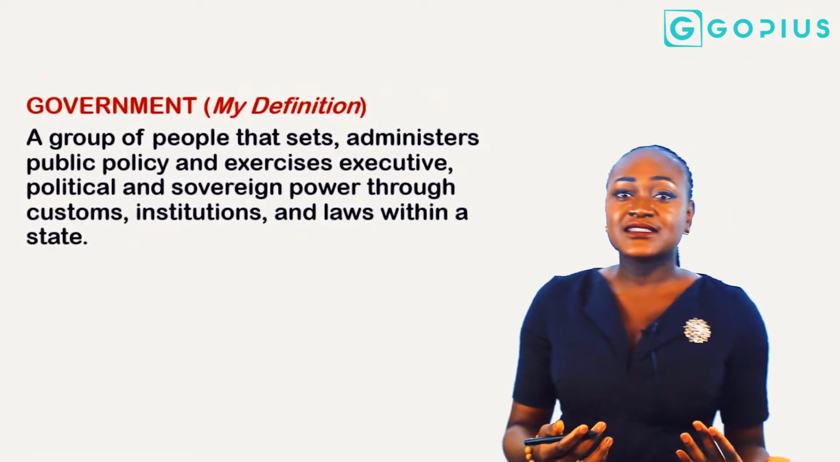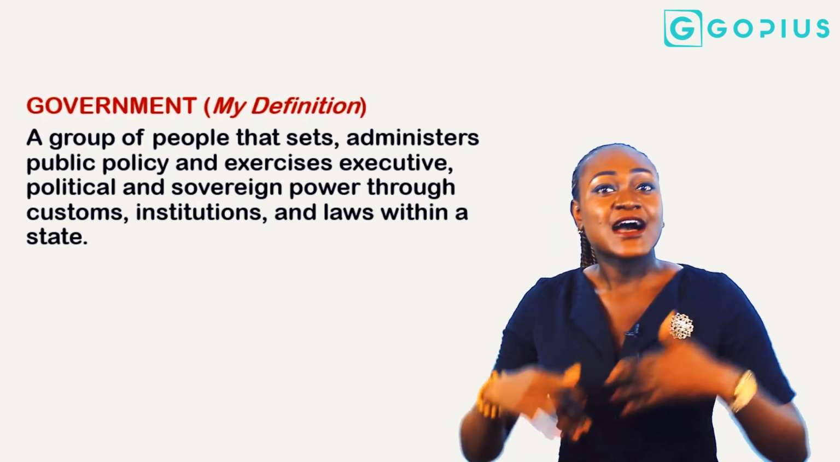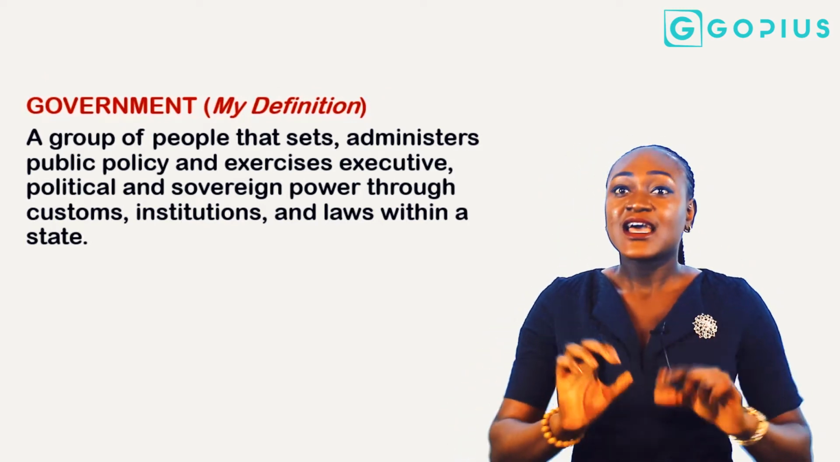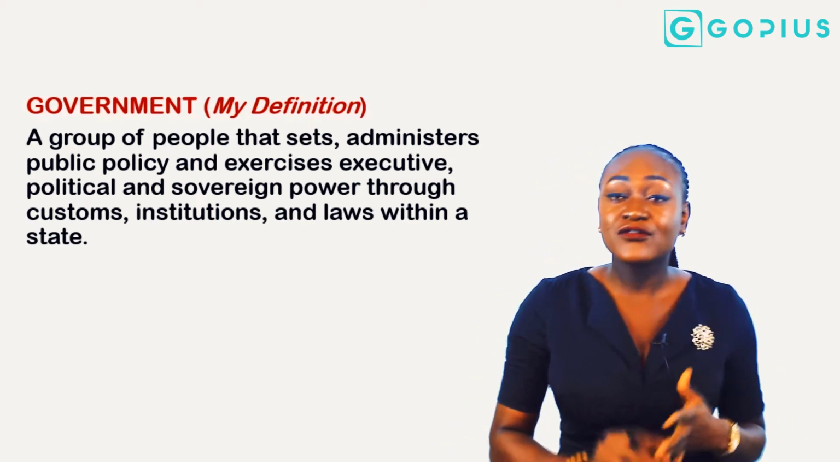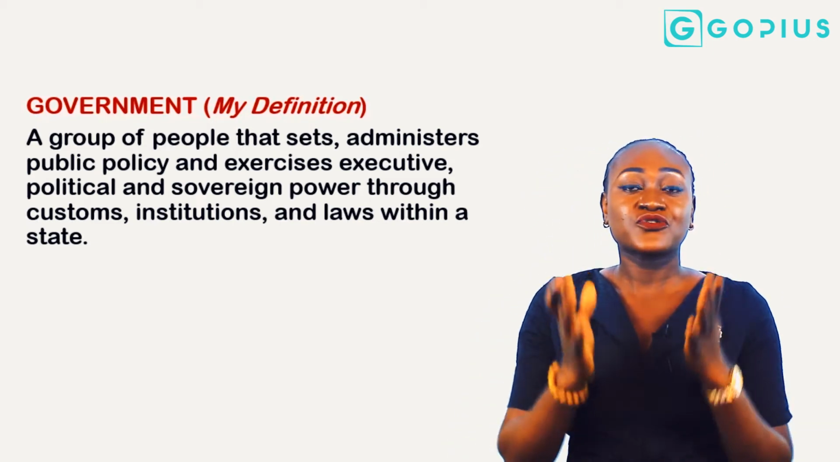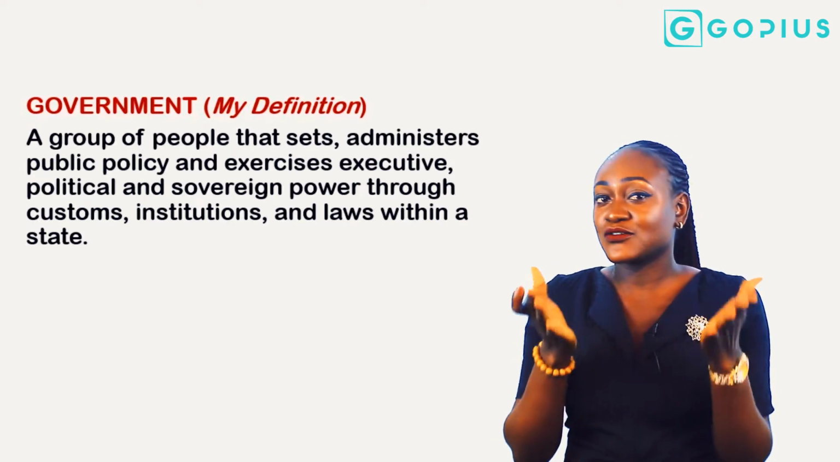So I believe you would have in your minds now certain things playing out to be government. And so I have coined together a short definition that can really project what government actually is. So I said it is a group of people who come together to set and administer public policies, and exercise executive, political, and sovereign power through customs, institutions, and laws within a state. Oh, that may sound so big.